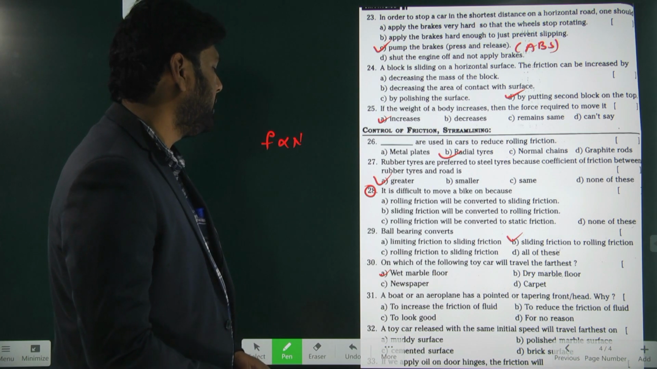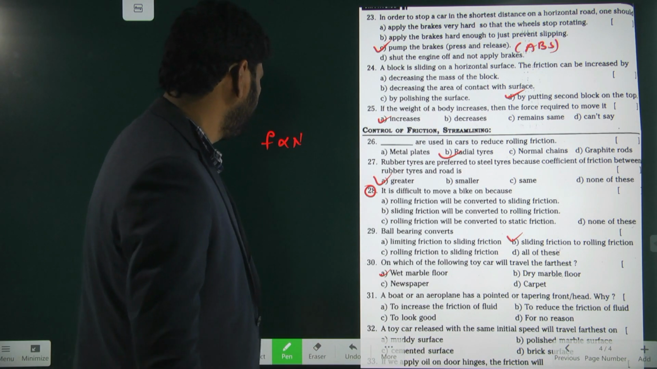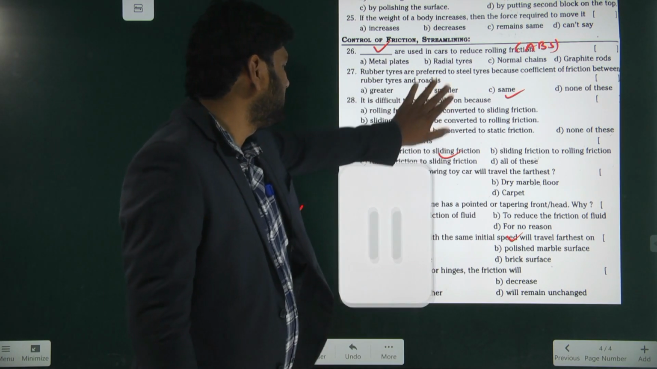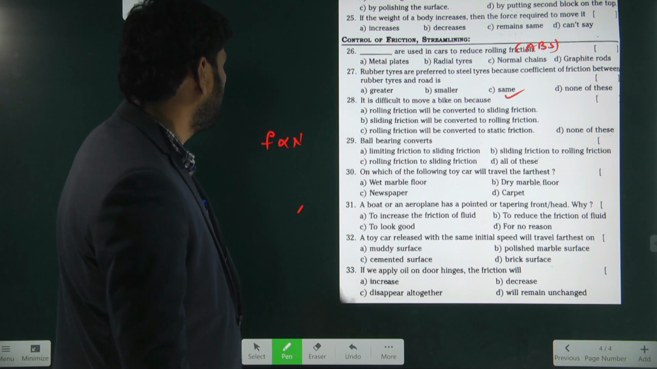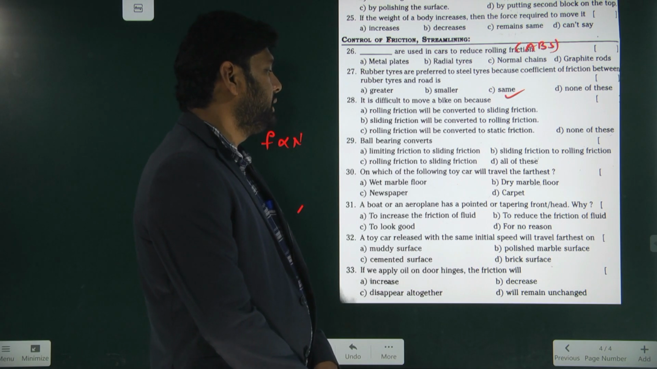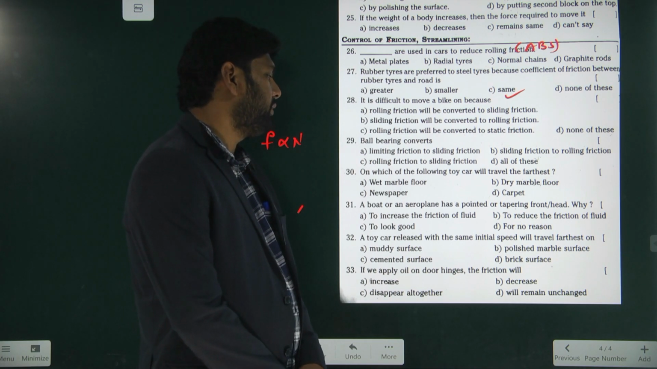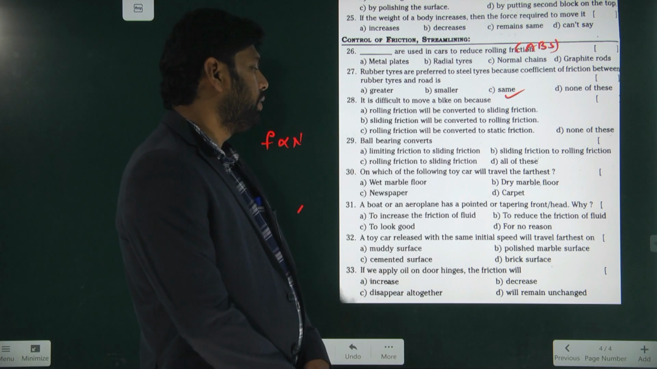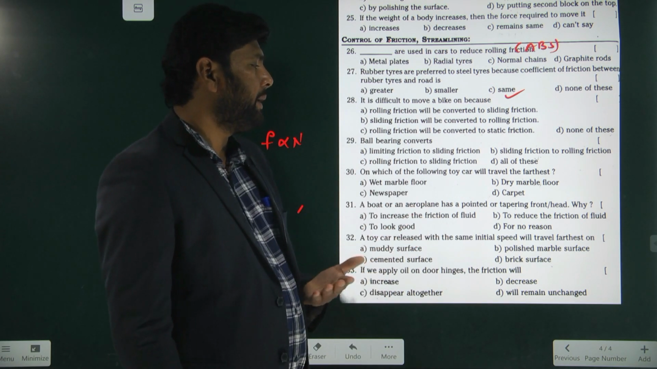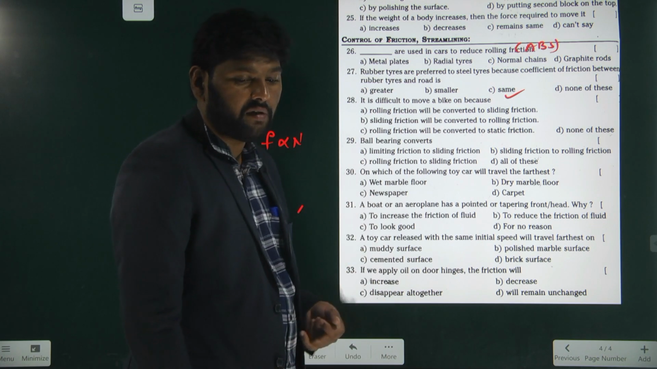Next, a boat or an aeroplane has a pointed or tapered front head. Why? To increase the friction of fluid, to reduce the friction of fluid, to look good for no reason. Actually, a pointed or tapered head is nothing but a streamline. Boat or aeroplane having a streamline structure.